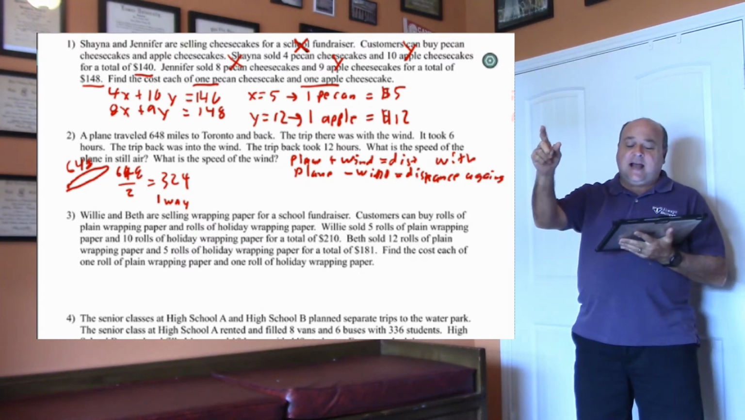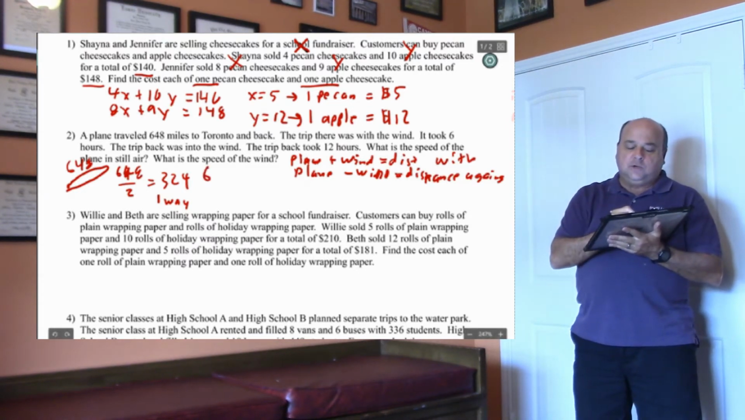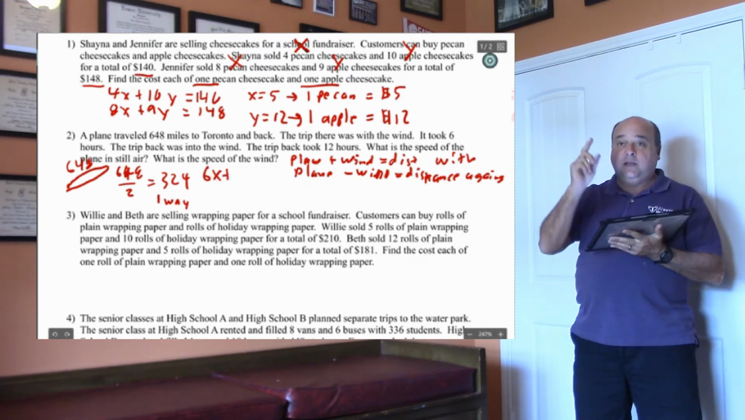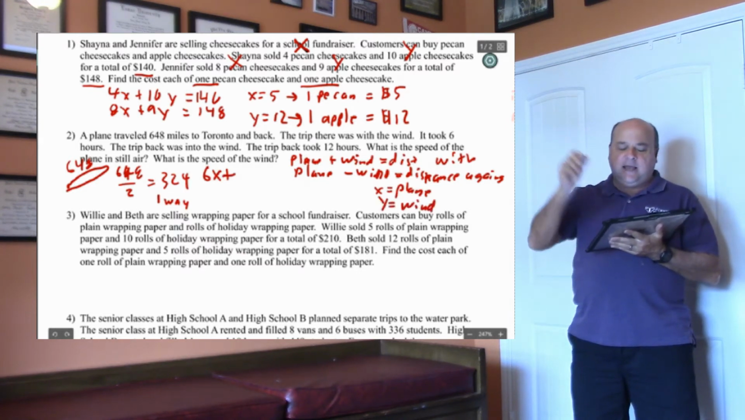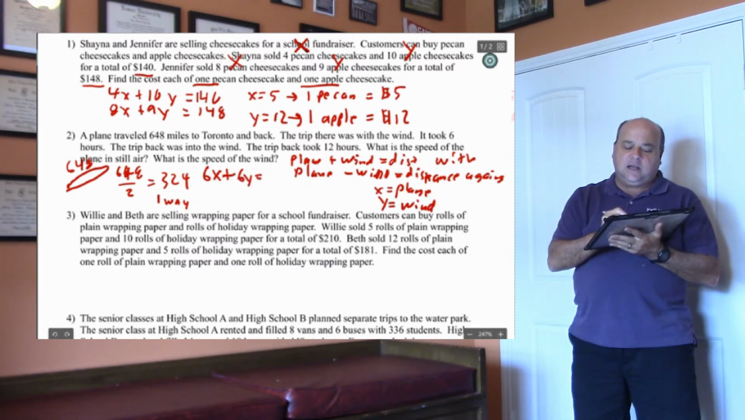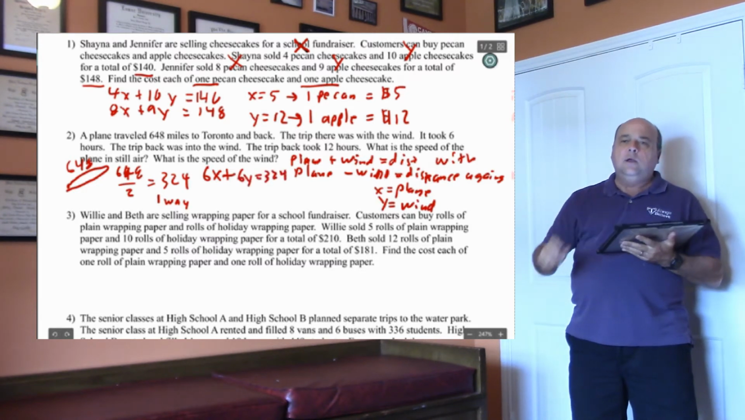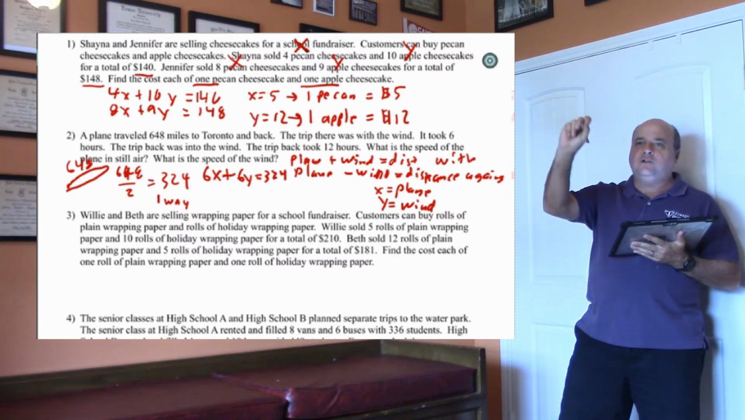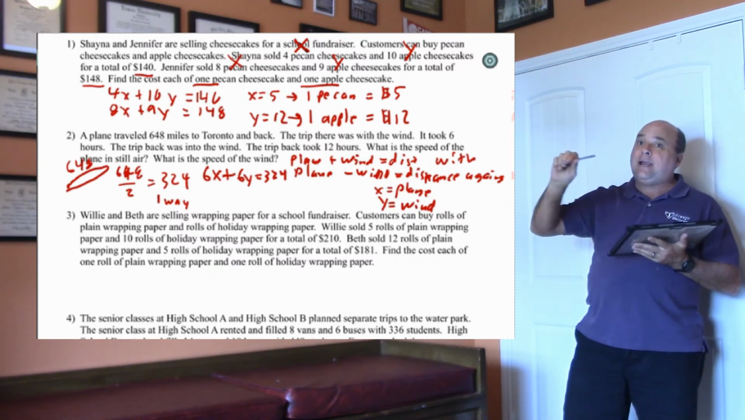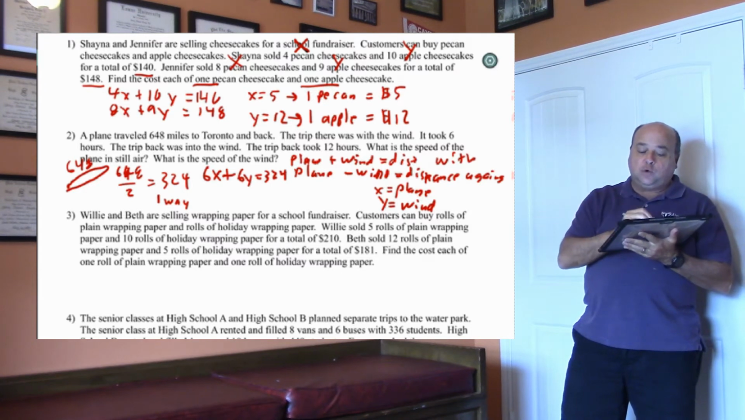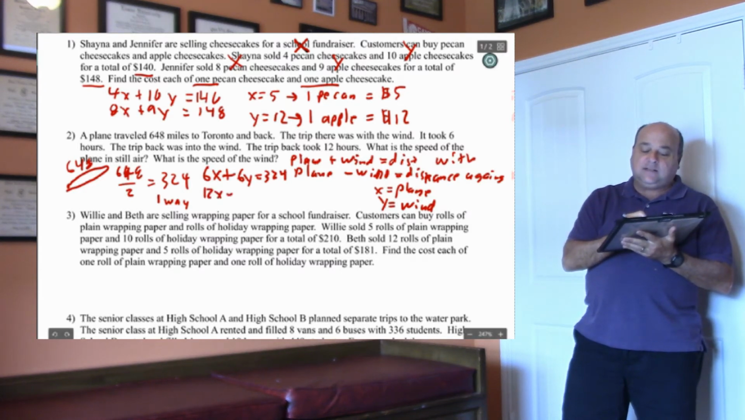So it took 6 hours to go with the wind. So 6x, the x is the airplane. Let's put x equals plane and y equals wind. So 6x plus 6y is going to equal 324. So if I add my plane speed to the wind speed, I will get the distance. Now then, going back, it took longer, didn't it? It took 12 hours. So 12x minus 12y equals 324.